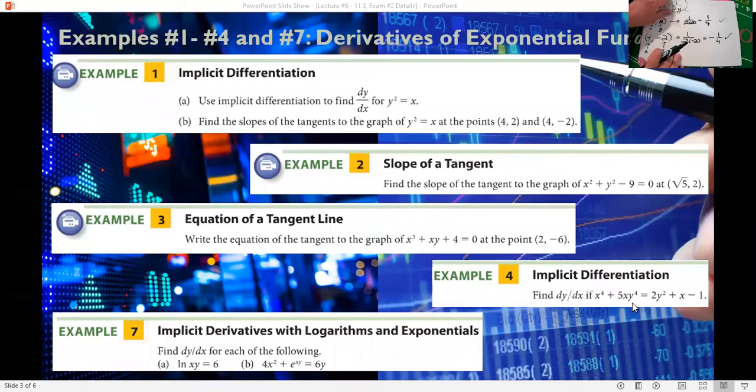Here's another great example. Find the slope of the tangent to the graph. And then we have an equation, and then we have a certain specific point. Let's first jot down the equation. And you're doing it at (root 5, 2).